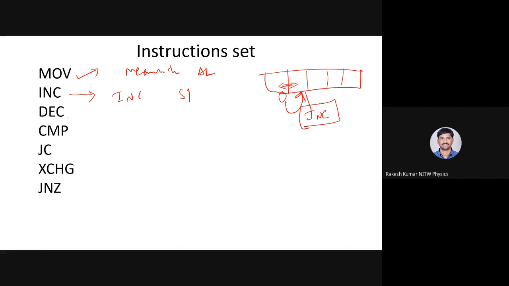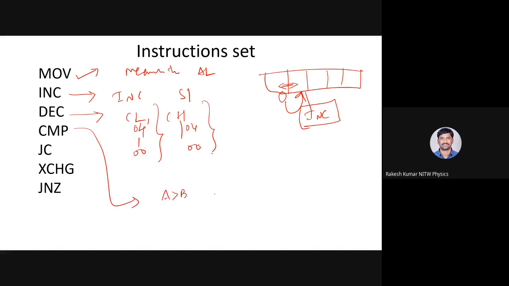Okay. Then you have to use decrement. This decrement will decrease the counter value CL or CH from 04 to 00, depending upon how many iterations it has completed. Then compare will tell you whether A is greater than B or A is less than B. That means either carry is generated or not. If A is greater than B, is carry generated or not?